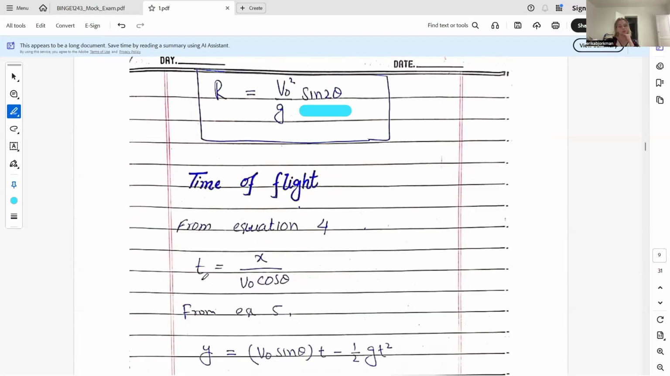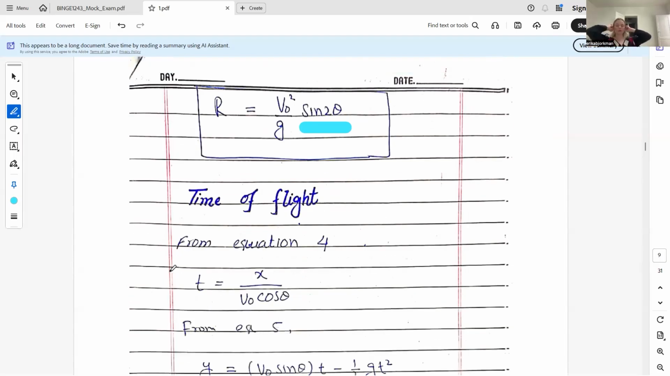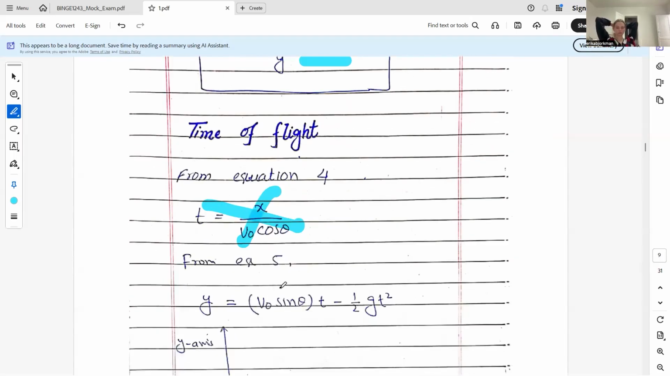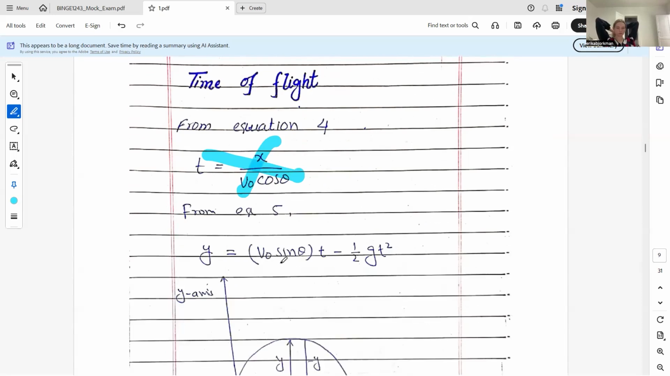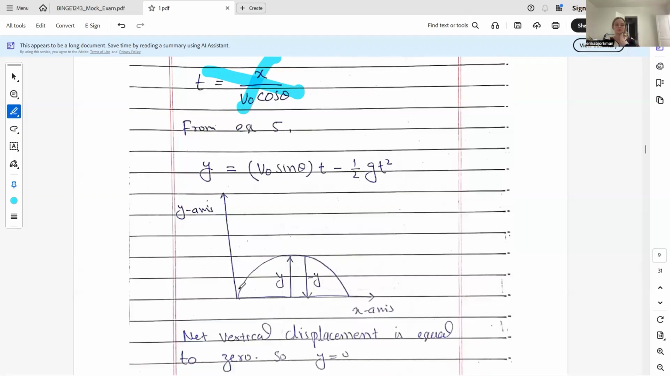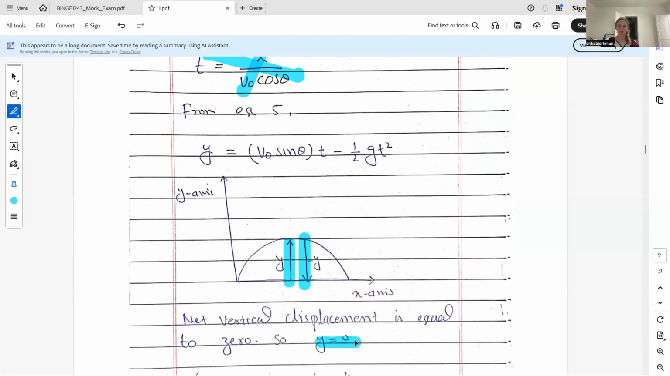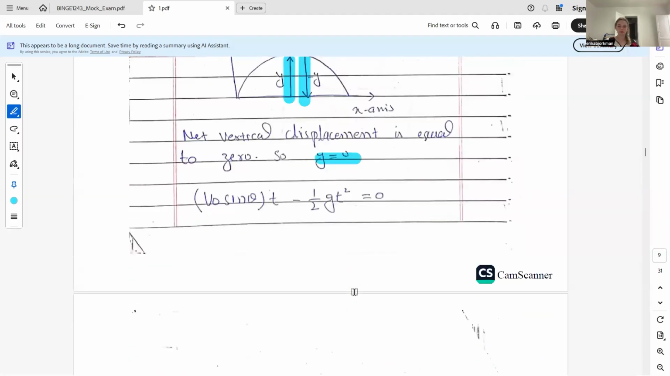From equation 4, but you need to skip this step, which is actually not needed here. From equation 5, y is equal to v naught sine of theta into t minus half g t square. I have already told you this projectile moves, gains maximum height, and returns back to the ground. So its net vertical distance is equal to 0. During gaining height it is y, and during losing height it is minus y, same distance but opposite direction. So vectorially when you add them, the sum is equal to 0, so the net distance is equal to 0. Then our above equation will become like this.